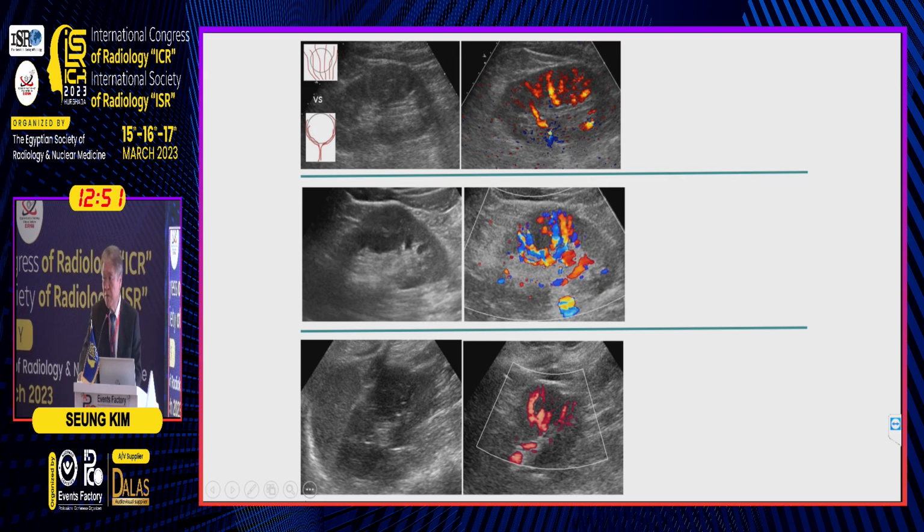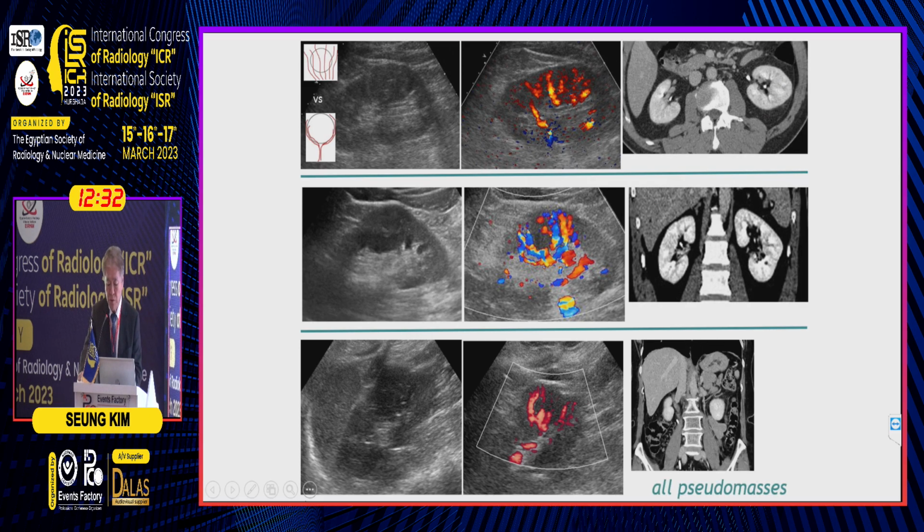Here are 3 different masses in the kidney at ultrasound, and the color Doppler ultrasound shows similar findings of the vessels passing through these lesions. All these 3 mass-like lesions are not true masses, but pseudomasses, so-called prominent column of Bertin.